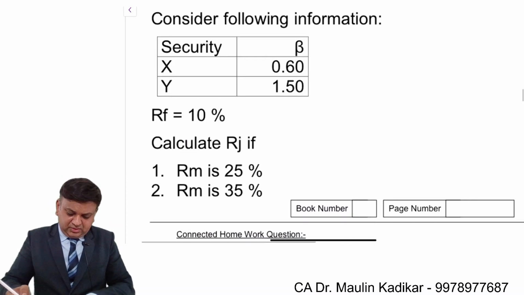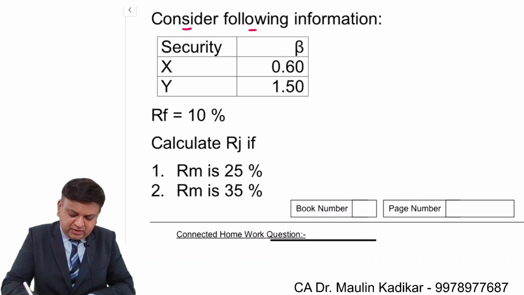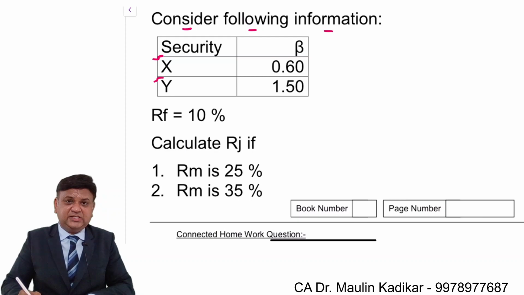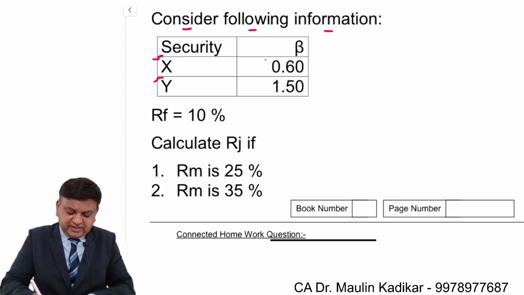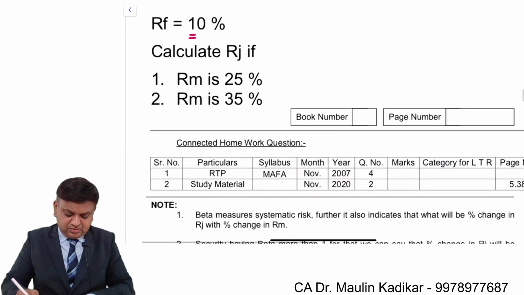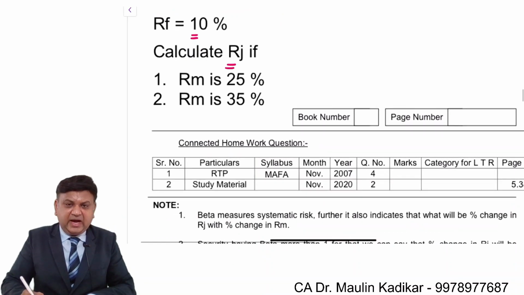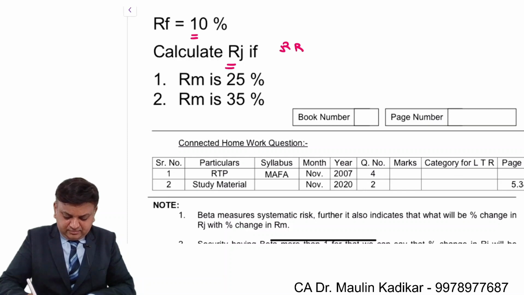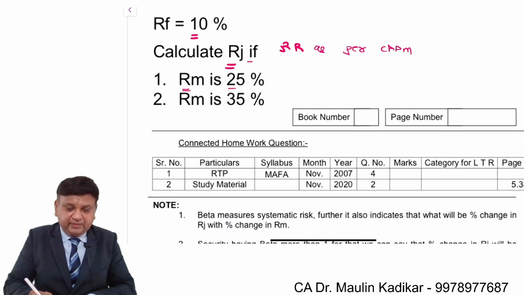Let us see the next question. Consider the following information, provided for two securities X and Y. Their betas are 0.6 and 1.5. The risk-free rate of return is provided as 10%. Calculate RJ, the required rate of return as per CAPM, if RM is 25% and if RM is 35%.